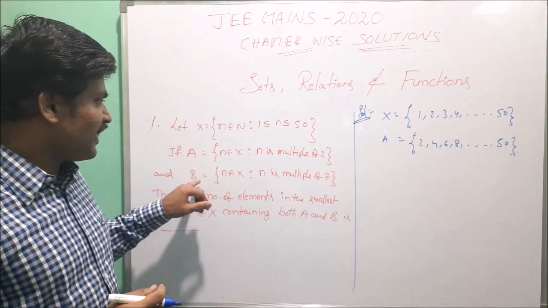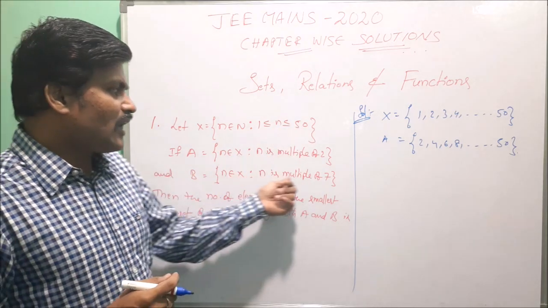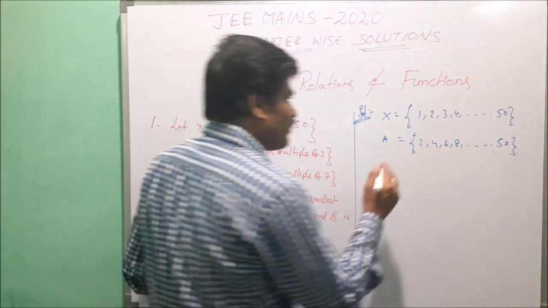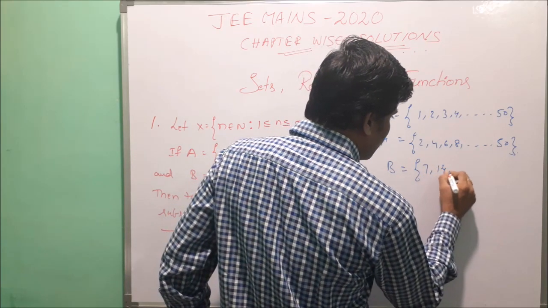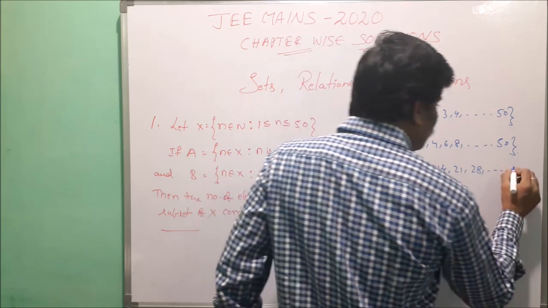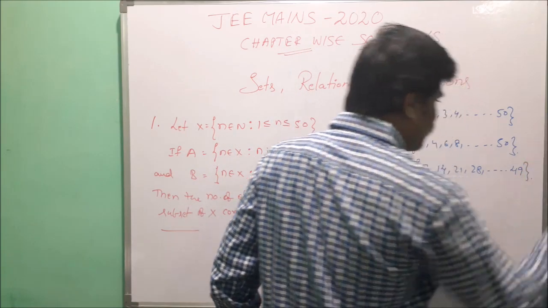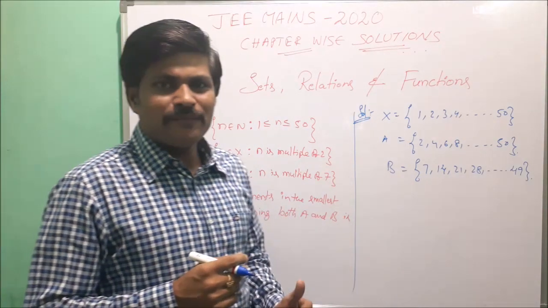Similarly, we take the set B, here we take the numbers lying between 1 to 50 that are multiples of 7. Now we take 7 multiples. Here 7, 14, 21, 28 up to last 49. So 7 sevens are 49. So this is set B.